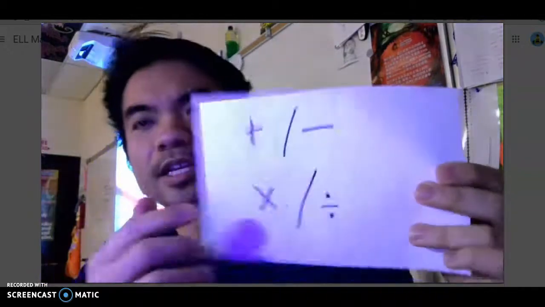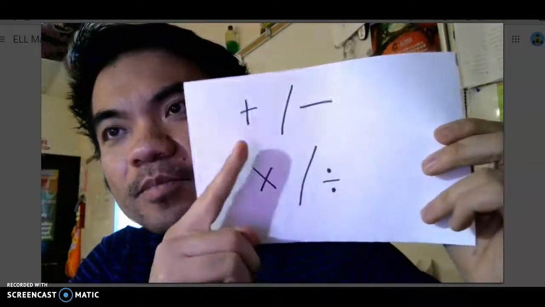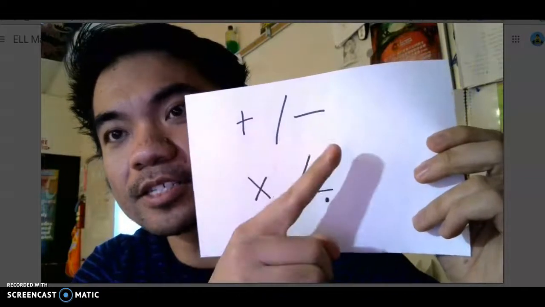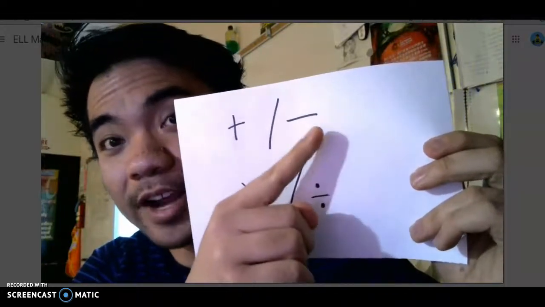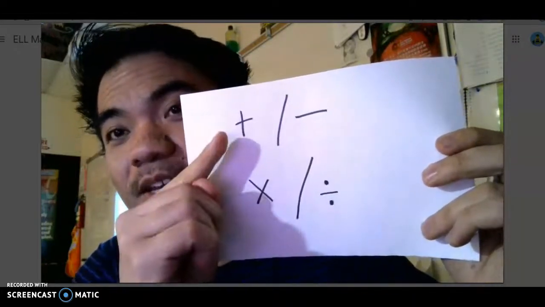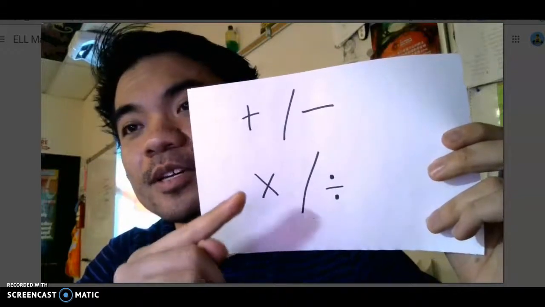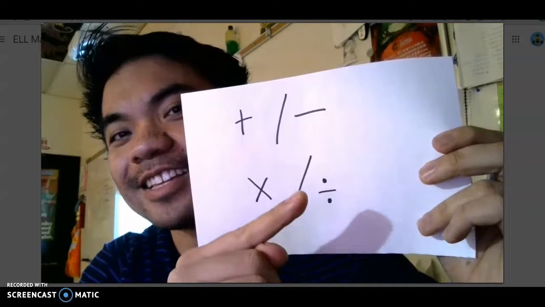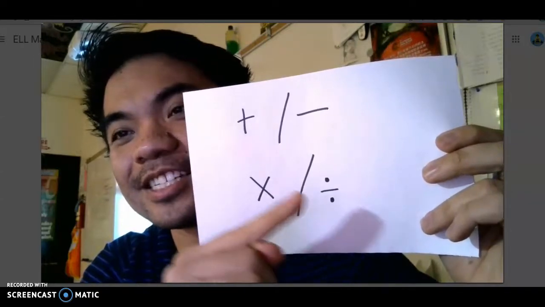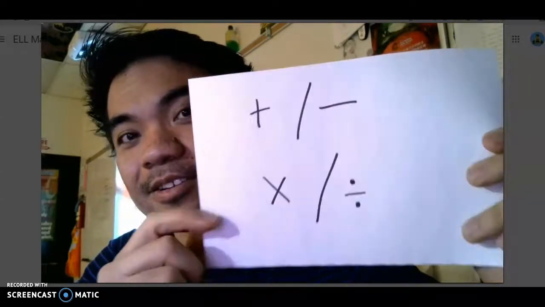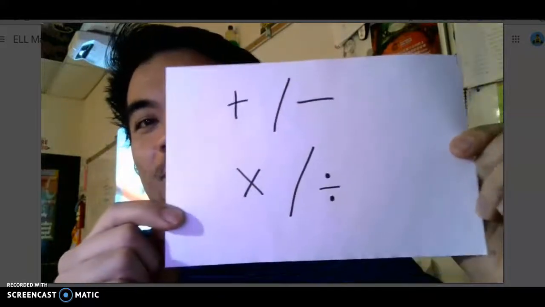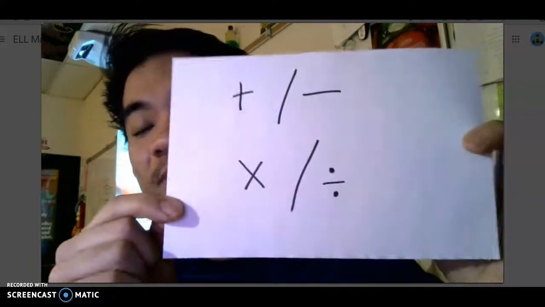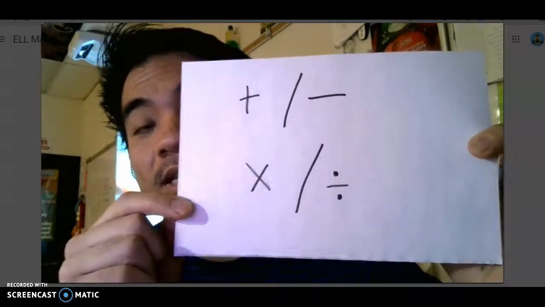So, just to review very quickly, the opposite of addition is subtraction. The opposite of subtraction is addition. The opposite of multiplication is division. And the opposite of division is multiplication. Okay? Now you're going to ask yourself, Mr. Manug, why do I need to know that? Well, you need to know this in order for you to solve one-step equations.